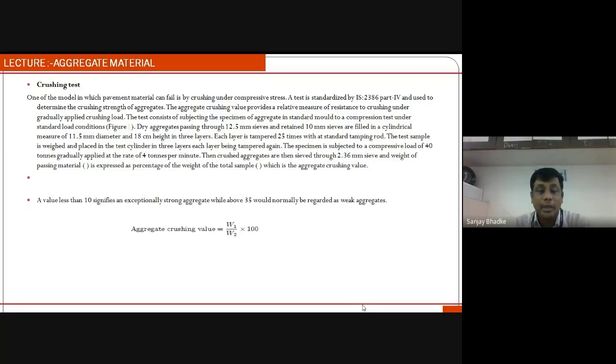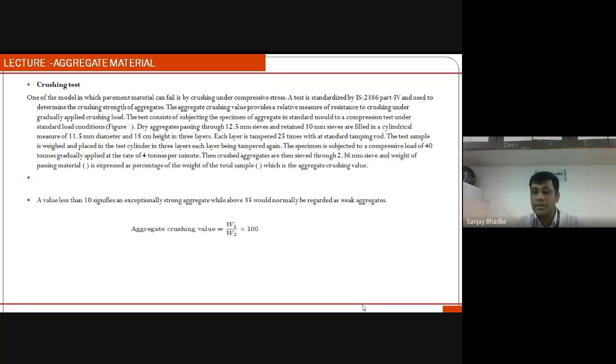In that case, we are using various types of dry aggregate passing through the 12.5 mm sieve and retained on the 10 mm sieve, and filled in a cylindrical measure of 11.5 mm diameter and 18 centimeter height in 3 layers. Each layer is tamped 25 times with a standard tamping rod. The test sample is weighed and placed in the test cylinder in 3 layers, each layer being tamped again.